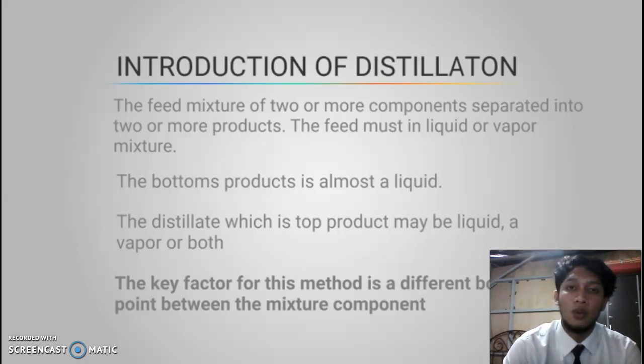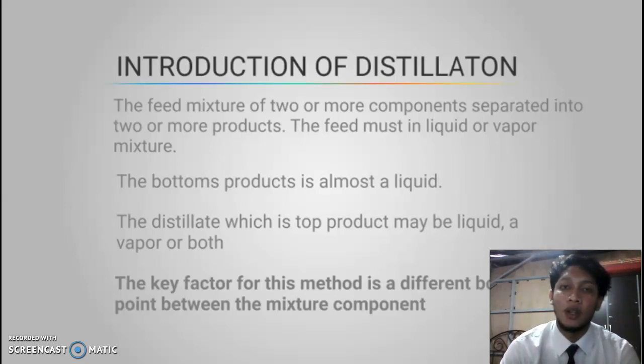a vapor, or both. The key factor for this distillation process to happen is the difference between the boiling point of the components in the mixture. So it is really important to know what the components in the mixture are and the boiling point that we want to set for the distillation column.